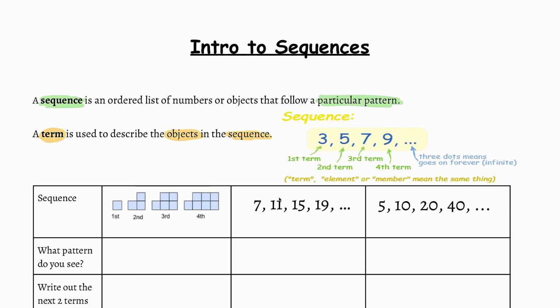So they have a little quick example over here. Here's our sequence. I have 3, 5, 7, 9. There's a pattern going on here. And every single thing inside that pattern we call terms. So this one is the first term. This is the second term. This is the third term, fourth term, and so on. And these three dots mean that this thing keeps going on forever.